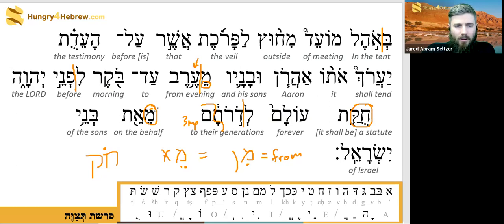Me'et, literally from, with. Here they translate it as on behalf of Bnei Yisrael. Me'et probably means that they're going to be receiving the supplies in order to do this from Israel. But here you can see the translation says that they're doing it on behalf of Israel. Well, which one's the better translation? That's a good question.